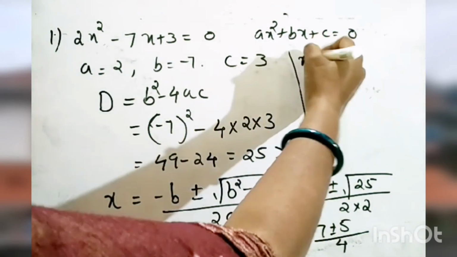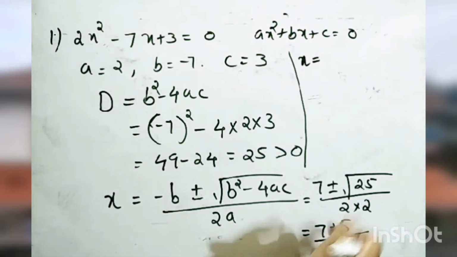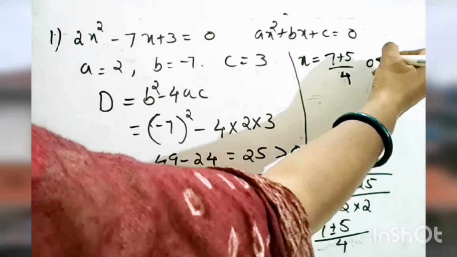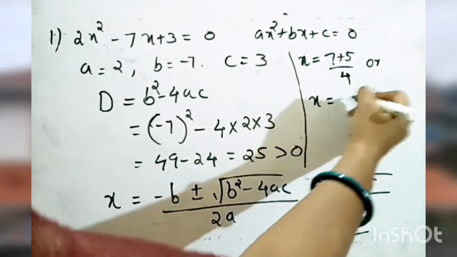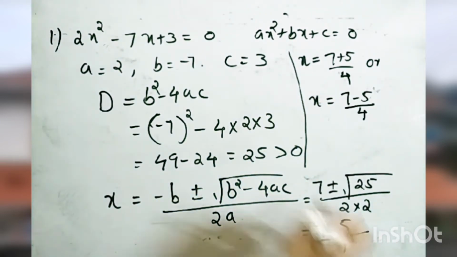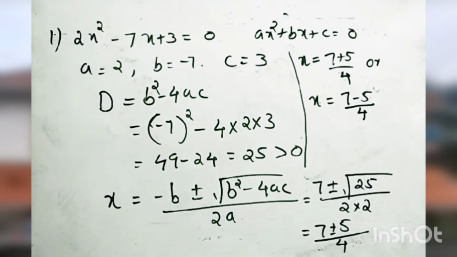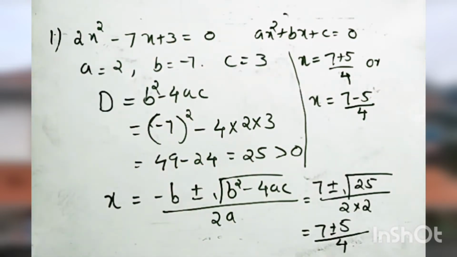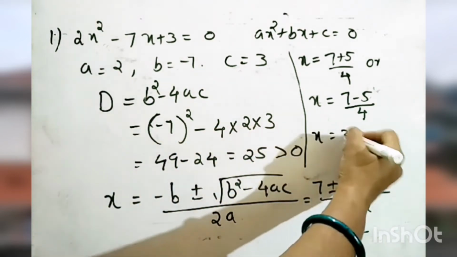That means x is equal to 7 plus 5 divided by 4, or x is equal to 7 minus 5 divided by 4. We have plus or minus here. That means 7 plus 5 divided by 4, or 7 minus 5 divided by 4. 7 plus 5 is 12. 12 by 4 is 3. That is x is equal to 3.